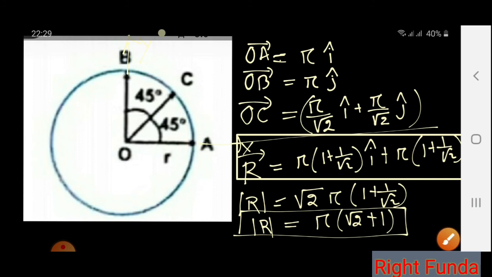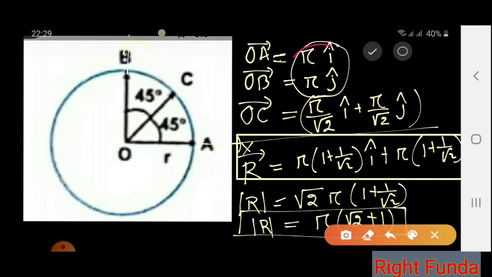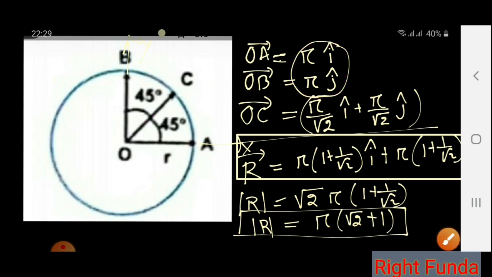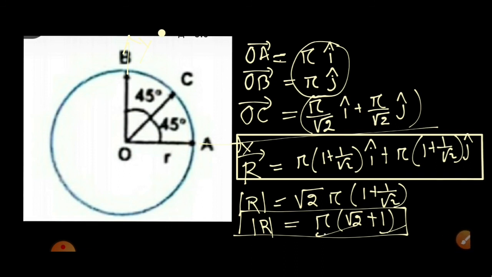This we could have solved by another method also. First we could have added these two, then we would have got R i cap plus R j cap. Their resultant is like this, and this will be root 2 R. So one root 2 R is there here, another R is there. So root 2 R plus R, equal to R into root 2 plus 1, is the resultant of the three vectors.